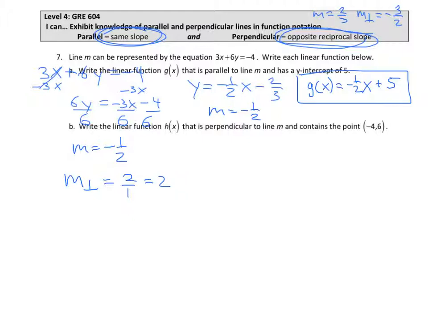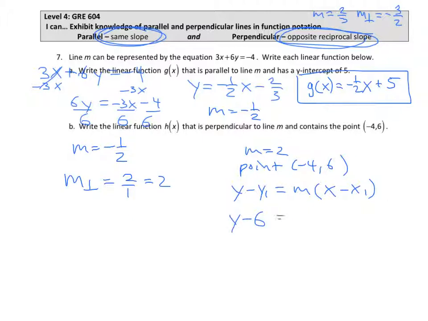So now I want to write the equation of a new line with a slope of 2 and the point -4, 6. So I can use point-slope form for that, since I know a point and the slope. y minus y1 equals m times x minus x1. And we get y minus 6 equals 2 for the slope, x minus the x coordinate of the point, and since it's minus -4, I'm going to do +4.